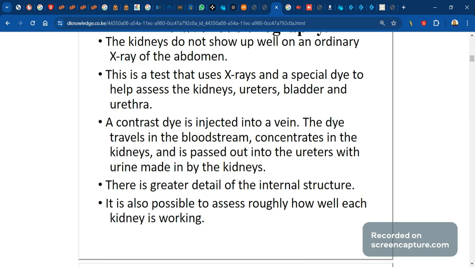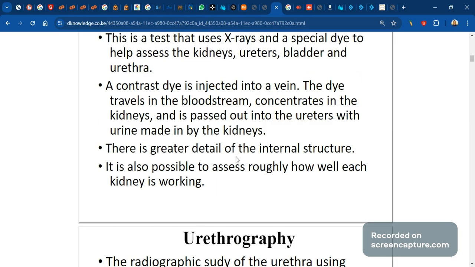It moves from the blood into the kidney. Now, when you take an X-ray, you will see any condition because that dye will have stained the path and the tract inside the kidney. So there is greater detail of the structure, because you'll see the dye, how it flows, and it will map and give some stain. It's just like a staining technique.